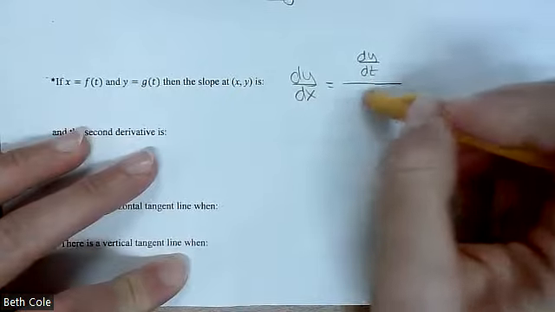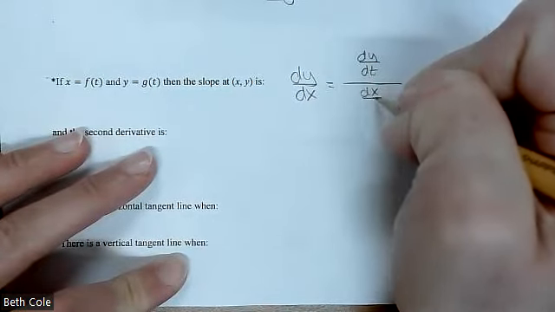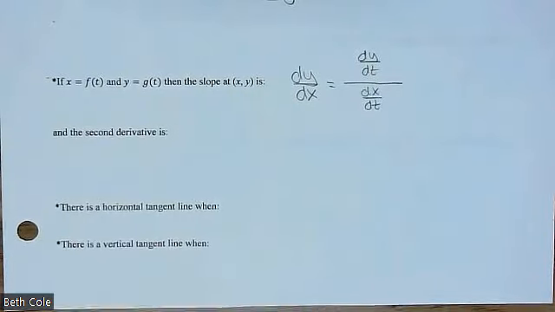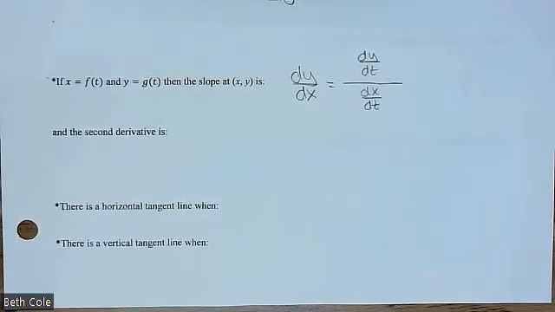Oops, I can't write and talk at the same time. What that means is you do the derivative of y with respect to t, you do the derivative of x with respect to t, and you just put one over the other. You know how to take derivatives. None of that information has changed. This is the only thing that's new.